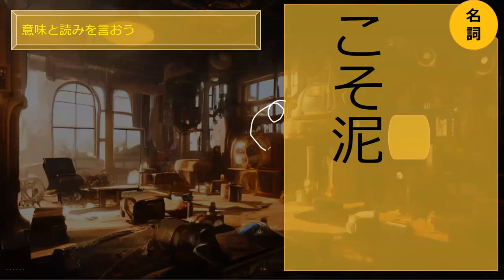Can you read this word for me? Kosodoro. Perfect. Kosodoro is a way to say a sneaky thief. So not just a normal thief, but a sneaky one.